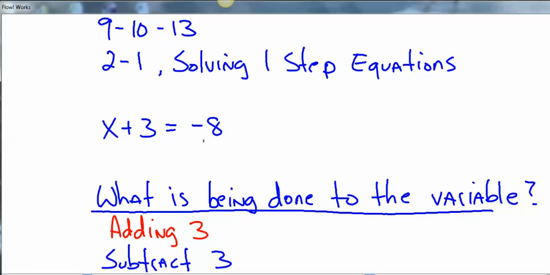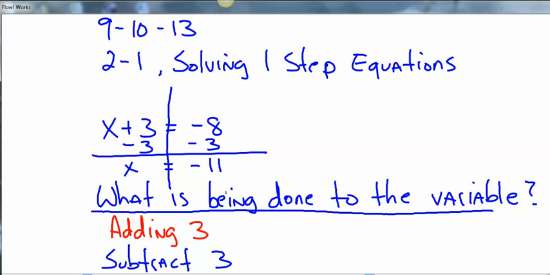If you take this equation now, and you put a line through the equal sign, and you subtract 3 from each side of the line, or each side of the equal sign, you're left with x equals negative 11. And that's what x is equal to. So you always ask the question, what's being done to the variable? And then you do the opposite. And by doing the opposite, you get the variable sitting by itself. Okay?